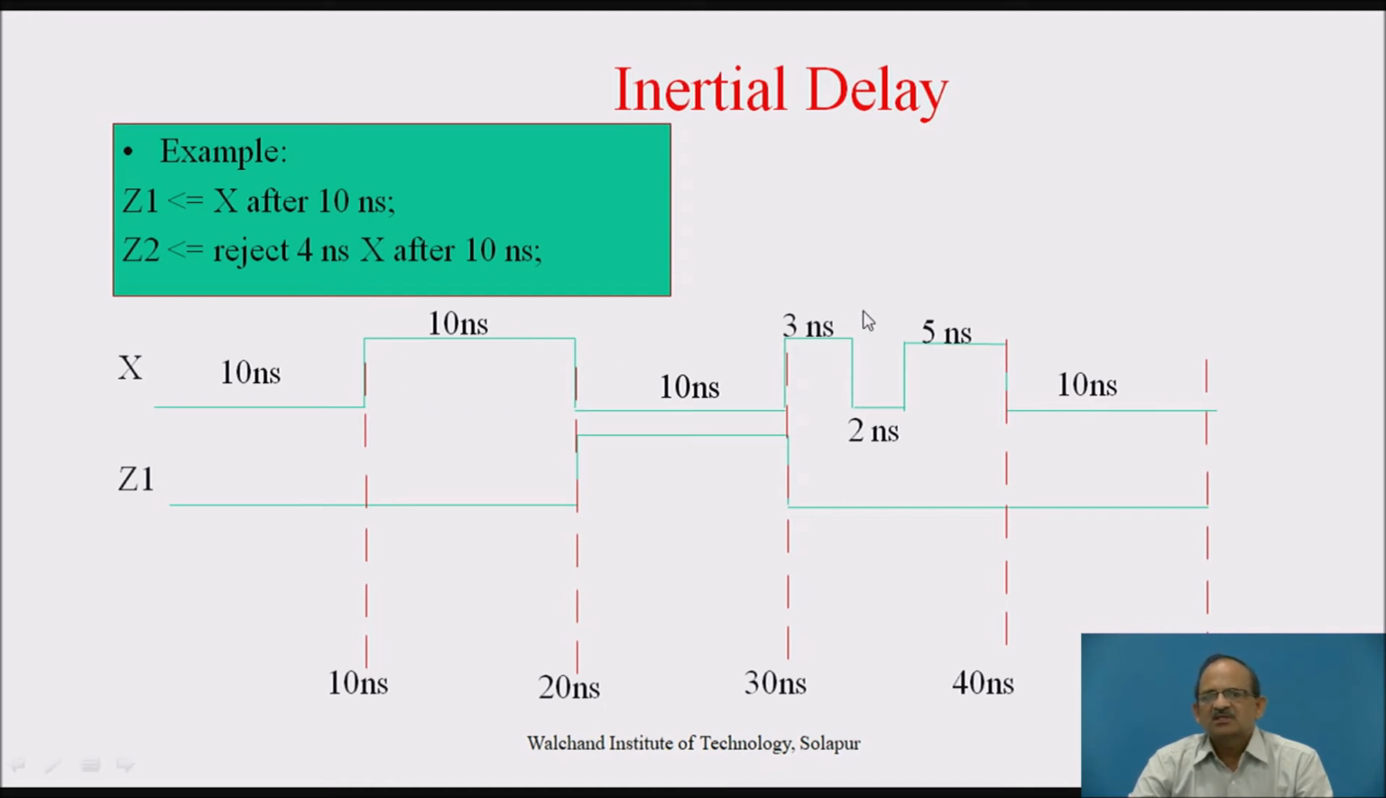So it means this 3 nanosecond pulse is not going to appear at the output, and therefore the output will look like this. This pulse of 5 nanosecond will appear, as the change is more than the reject pulse width. This is also going to appear, but it will appear after 10 nanosecond. So this will go high at 45 nanosecond. So this is about inertial delay.